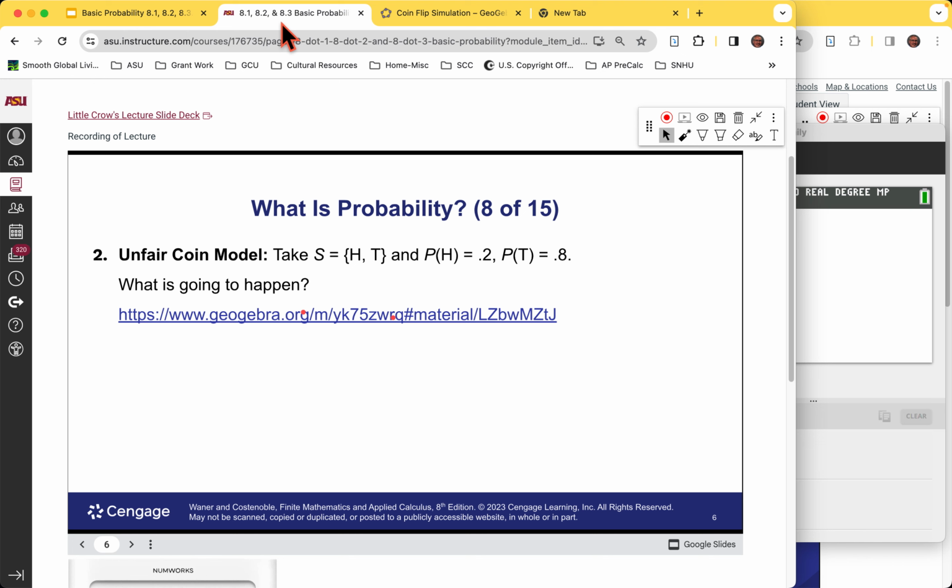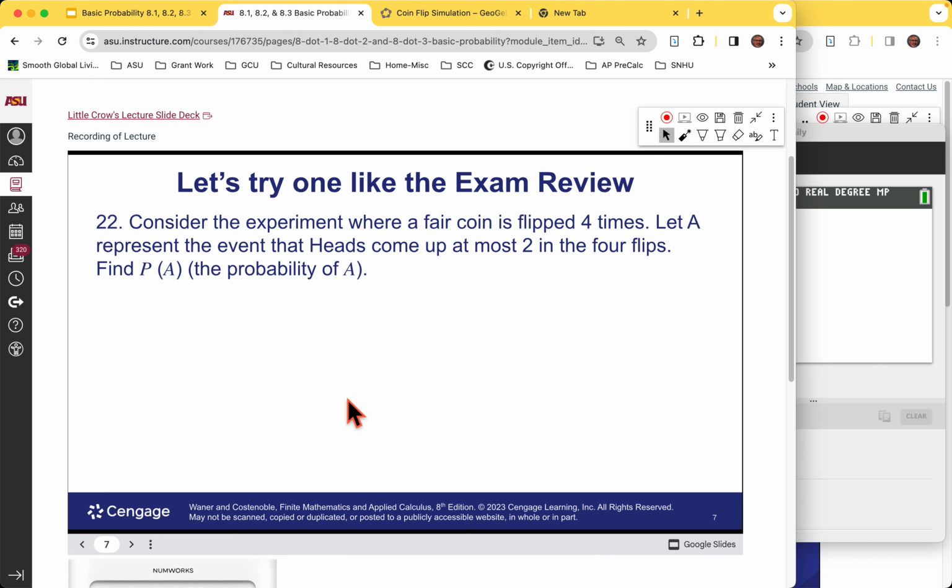Okay, so you can play with that if you'd like. So let's go ahead. Now we're ready. That's all the theory stuff behind us, 20 minutes of theory stuff. Let's get into working some problems. Let's try one like the exam review. So what I did is I went to the exam review, copied it over, changed the numbers a bit so you could go back to the exam review and sort of just follow this as a template, but you still have that chance to work it on your own.